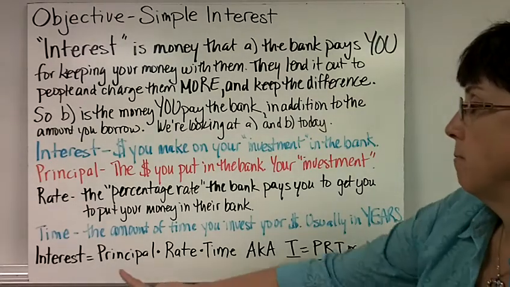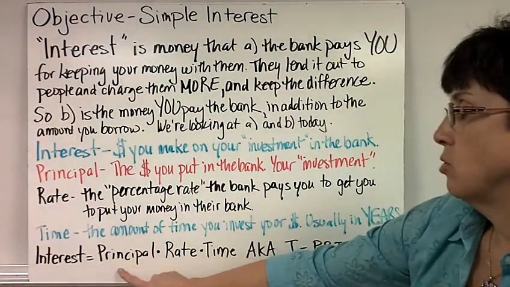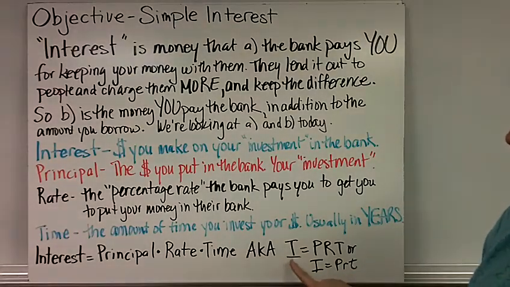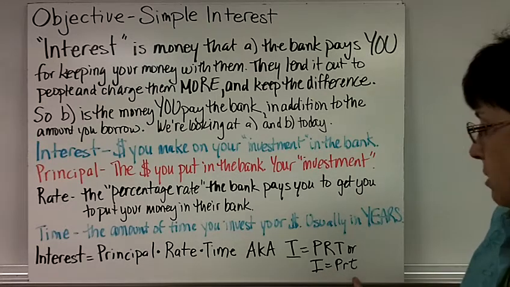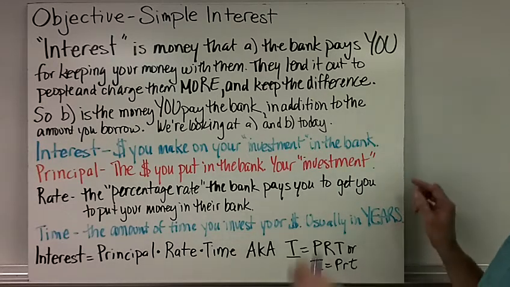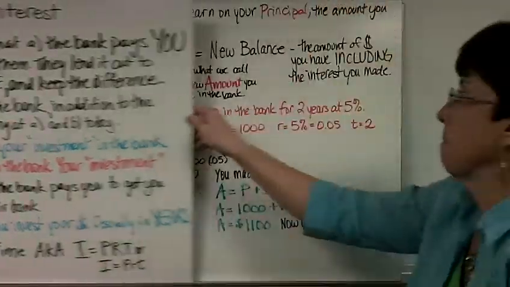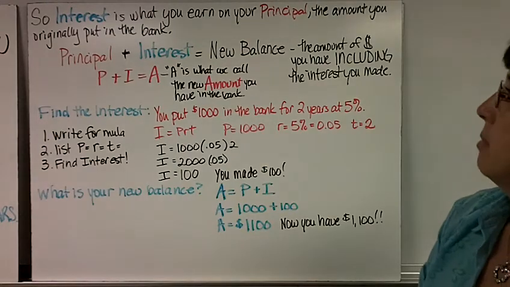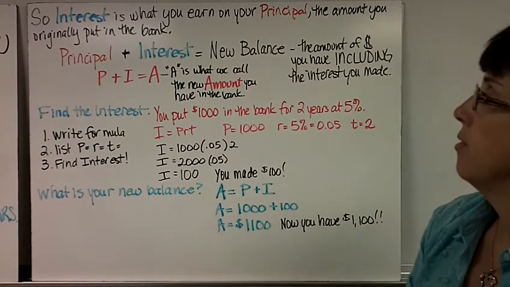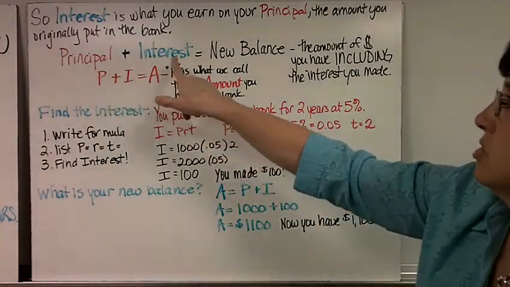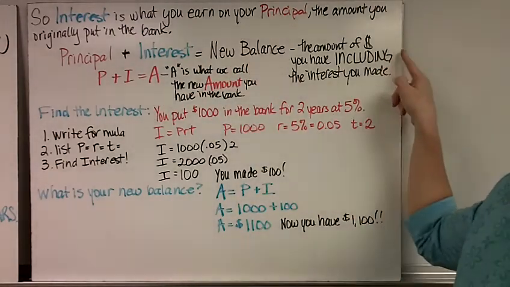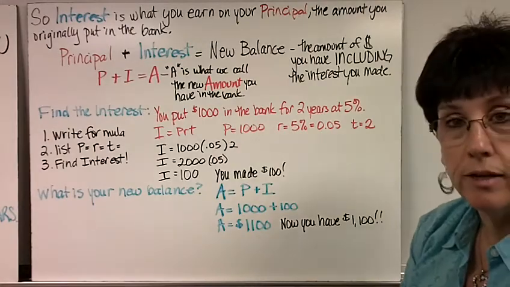of a year, okay? So interest equals principal times rate times time, which is also known as I equals PRT, or sometimes you'll see it with a capital P but the lowercase r and t, okay? So interest is what you earn on your principal, the amount you originally put in the bank. If you take your principal plus your interest, you'll get your new balance, okay? The amount of money you have, including the interest you made.